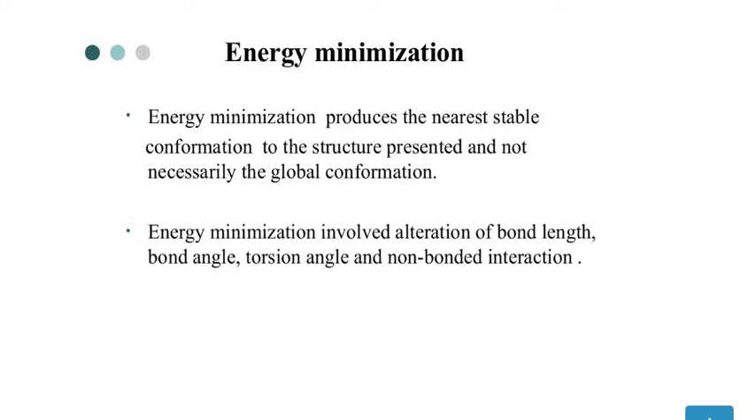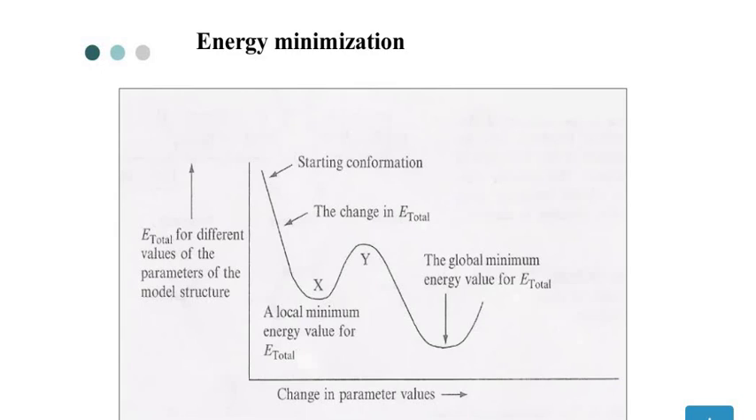So, energy minimization, my friends. Stability and energy have two different corners, two different directions. So focus on energy minimization and stability. Energy minimization produces the nearest stable conformation to the structure presented, and not necessarily the global conformation. Energy minimization involves alterations of bond length, bond angle, torsion angles and non-bonded interactions.